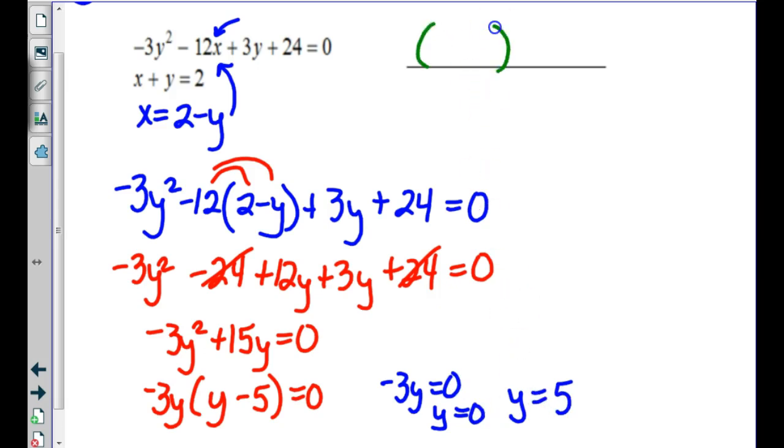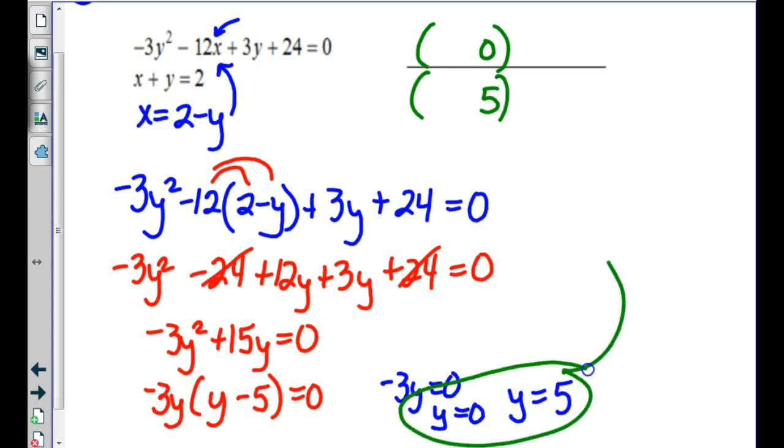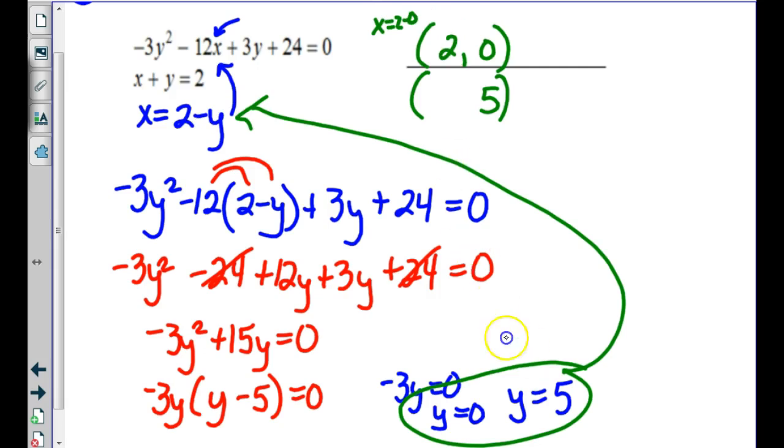When y is 0, there's a specific x that goes with that. When y is 5, there's a specific x that goes with that. I'm plugging them both back in here. So x is 2 minus 0 would give me 2, 0 as an ordered pair. If I put the 5 back in here, x equals 2 minus 5 would give me negative 3, 5.